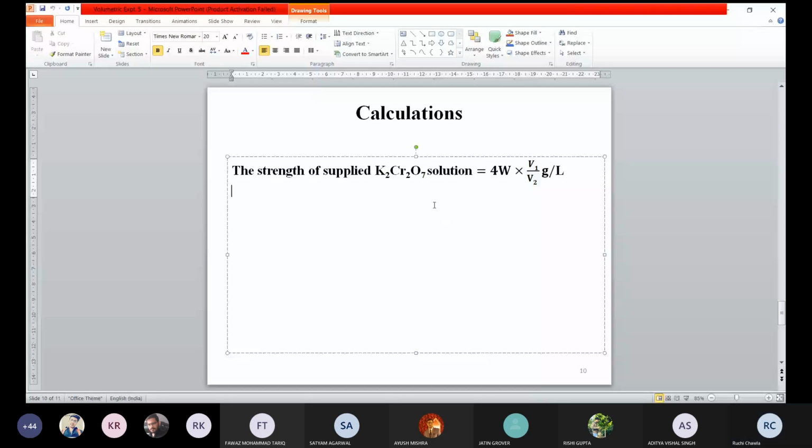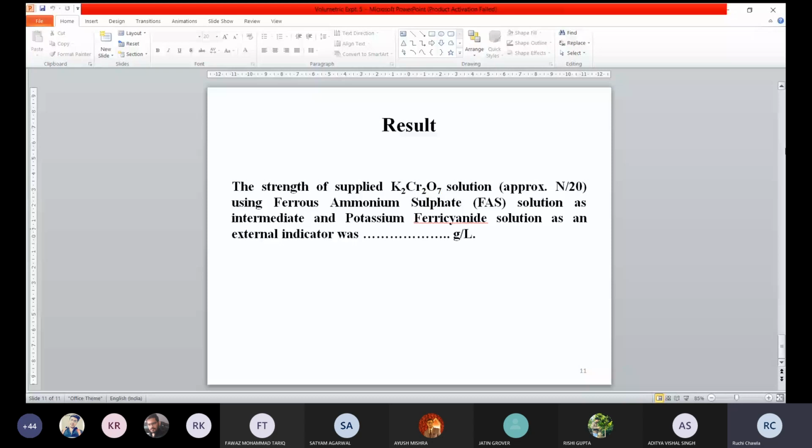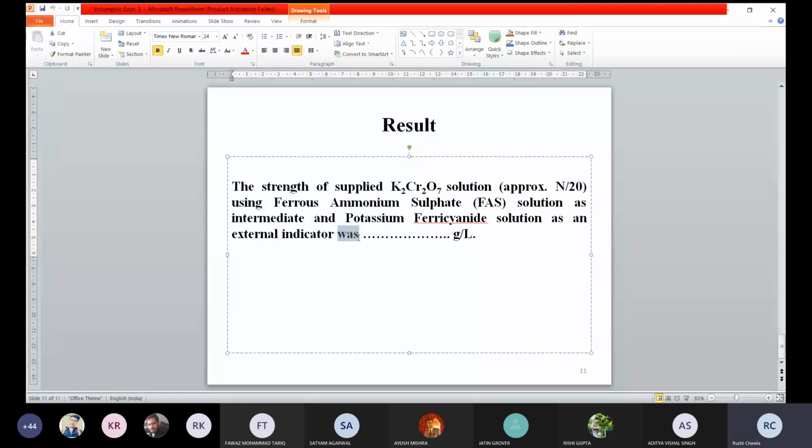So this is the formula that you need to apply, and after this, finally, you will be reporting the result. I think the statement has been given in the lab manual, and please make it in the past tense, that how much you calculated it as. The strength of supplied potassium dichromate solution using ferrous ammonium sulfate solution as intermediate and potassium ferricyanide solution as an external indicator was this much gram per liter. This is how you will report the result.